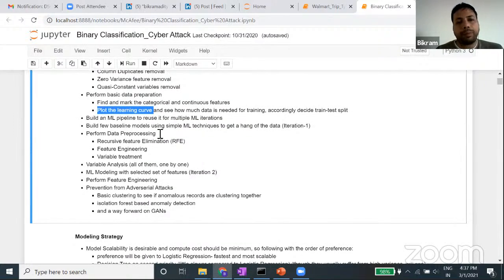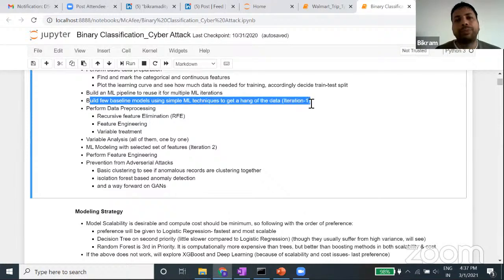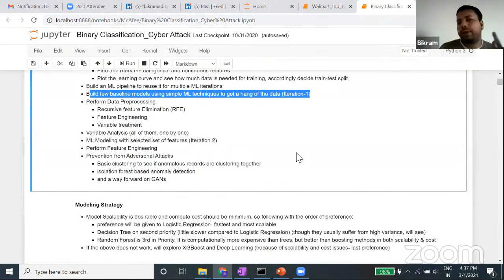Then build an ML pipeline to reuse it, because once you build a pipeline, it makes your life very easy. That I'll show you now. Then build a baseline model. Using that, you build a baseline model, right? So this is your iteration one, or iteration zero, whatever you call it. Now, building a baseline model is very, very important, again, because it gives you a perspective.